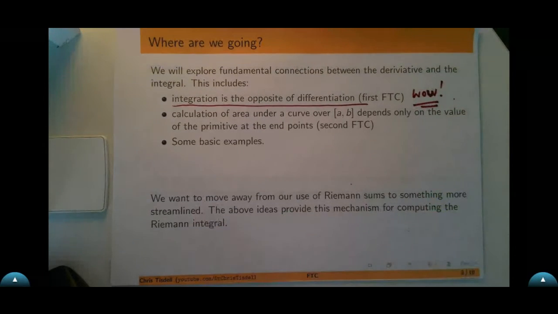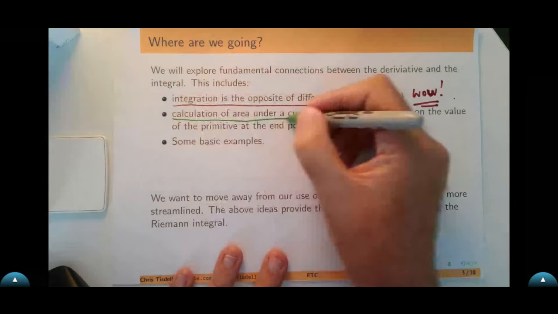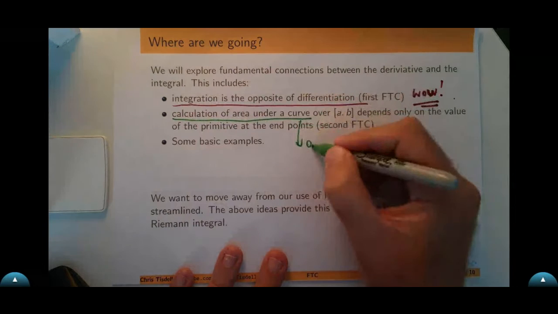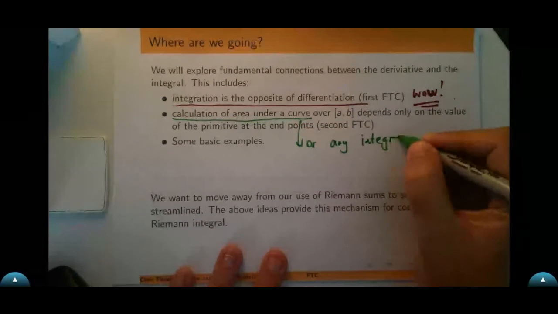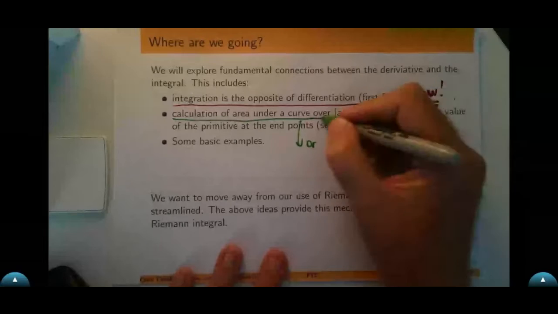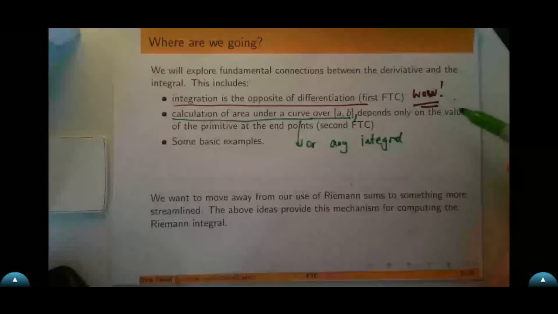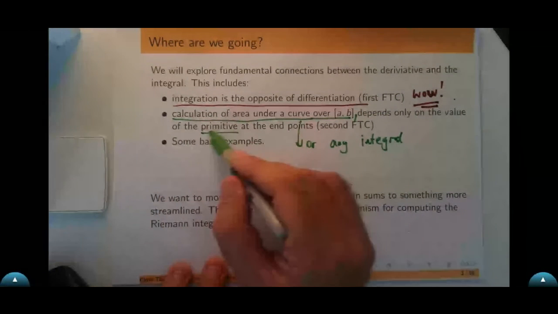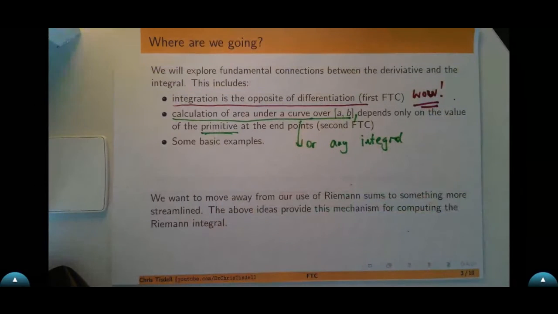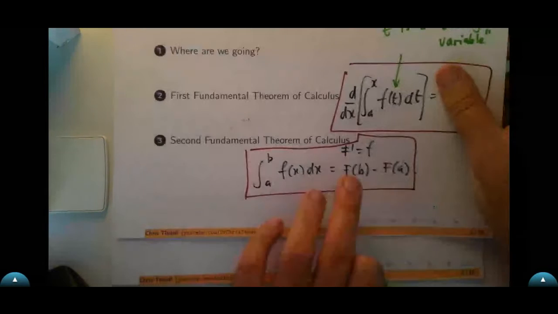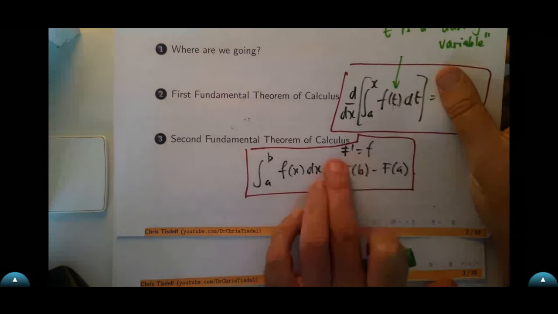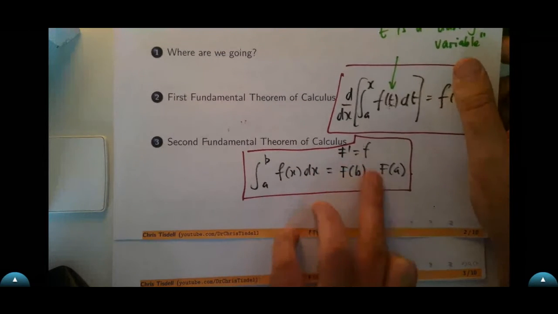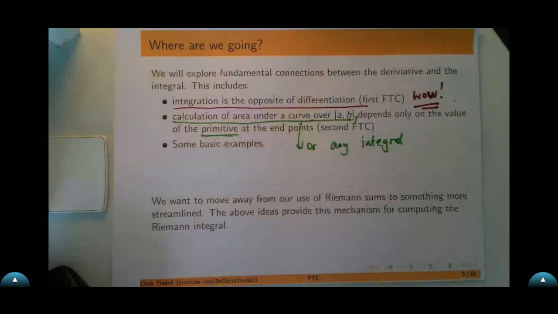And the second thing is, if we want to calculate the area under a curve or any integral for that matter, then it depends only on the value of the primitive, right? So here we talk about capital F being a primitive of little f. So it only depends on these things. It doesn't depend on anything else.